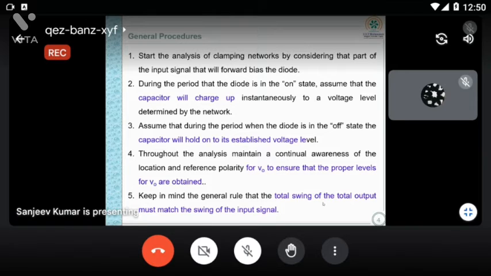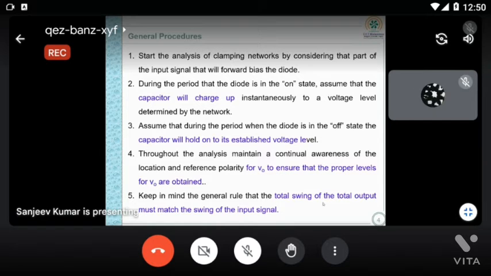Second, during the period when the diode is in on state, assume that the capacitor will charge up instantaneously to a voltage level determined by the network. So whatever the input voltage is, the capacitor will charge up to that voltage only. Third, assume that during the period the diode is in off state, the capacitor will hold onto its established voltage level.